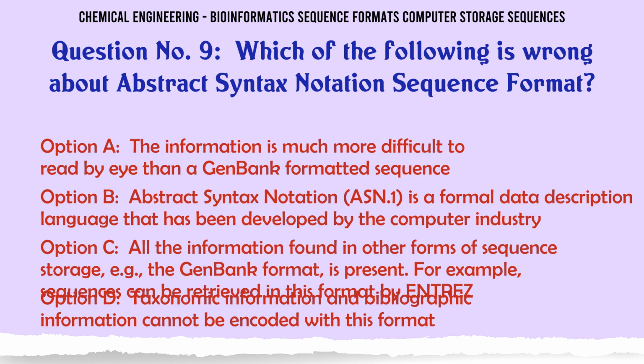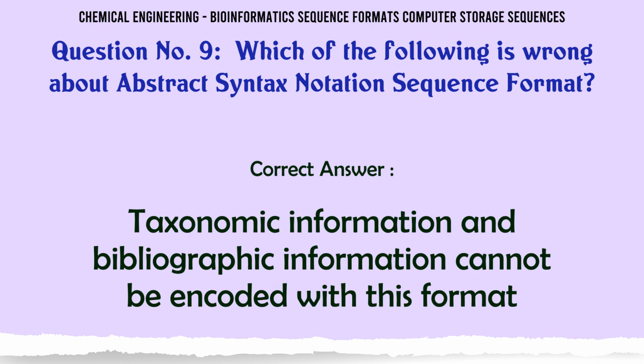C. All the information found in other forms of sequence storage, e.g. the GenBank format, is present. For example, sequences can be retrieved in this format by ENTREZ. D. Taxonomic information and bibliographic information cannot be encoded with this format. The correct answer is: taxonomic information and bibliographic information cannot be encoded with this format.